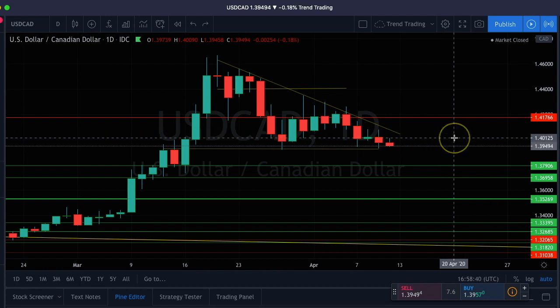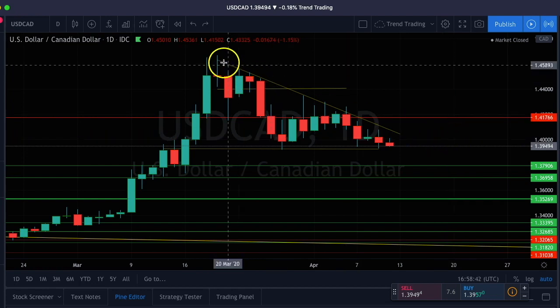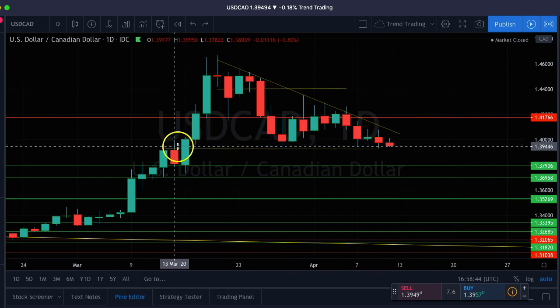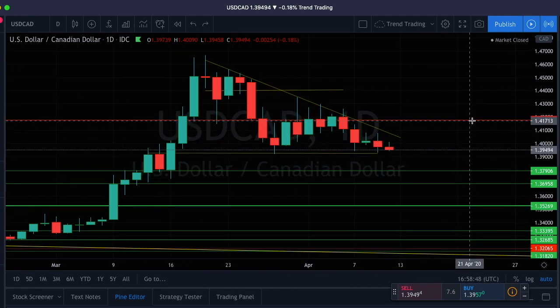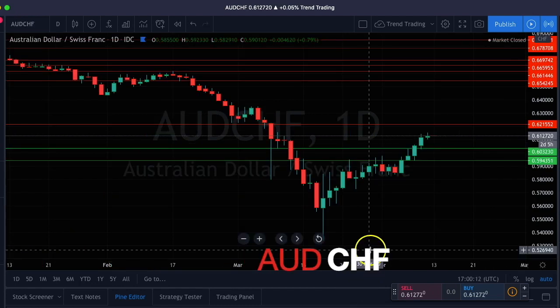This pair is absolutely in play in this week ahead, and I hope this little bit of a triangle over here helps give you the guide you need in order to take advantage of it. Let's get on it. Let's take a look here at the Australian dollar, Swiss franc.